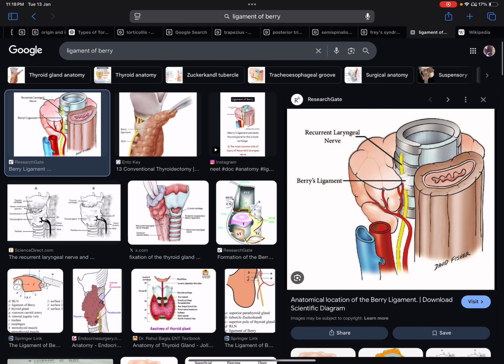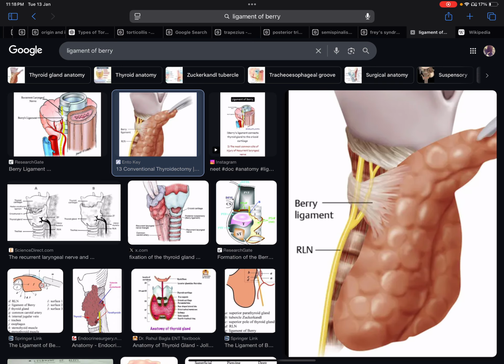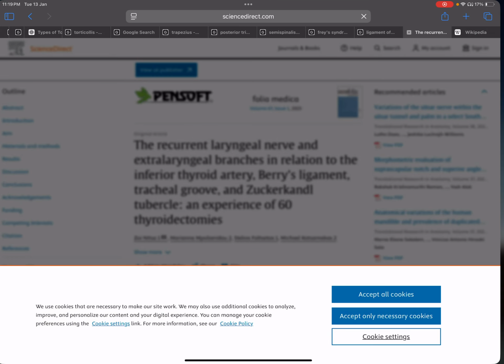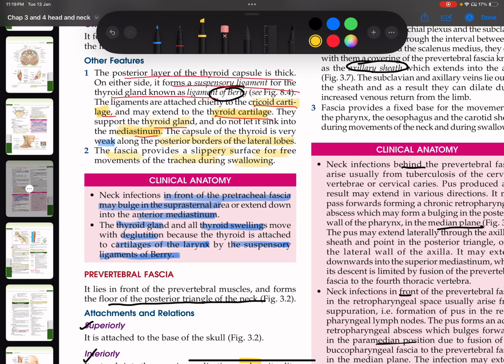Also very important here, I want to show you this is the Berry ligament, or the ligament of Berry, which is formed by the pretracheal fascia and it extends from the false capsule of the thyroid gland. This also covers the recurrent laryngeal nerve in between it. So this is a very common site of injury of the recurrent laryngeal nerve, so that's something that you should know.